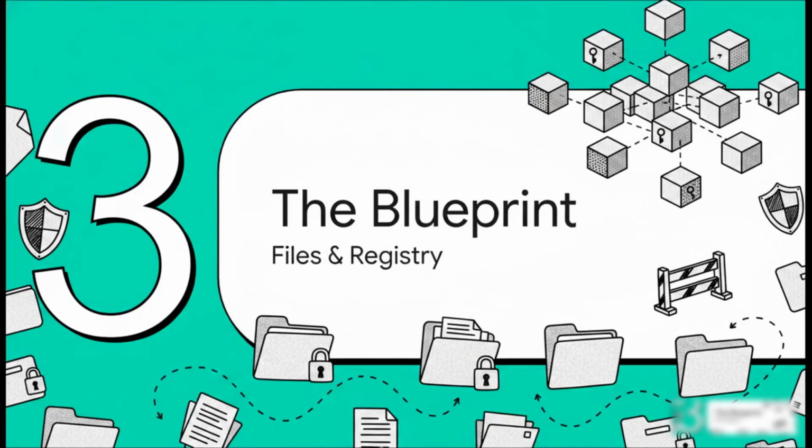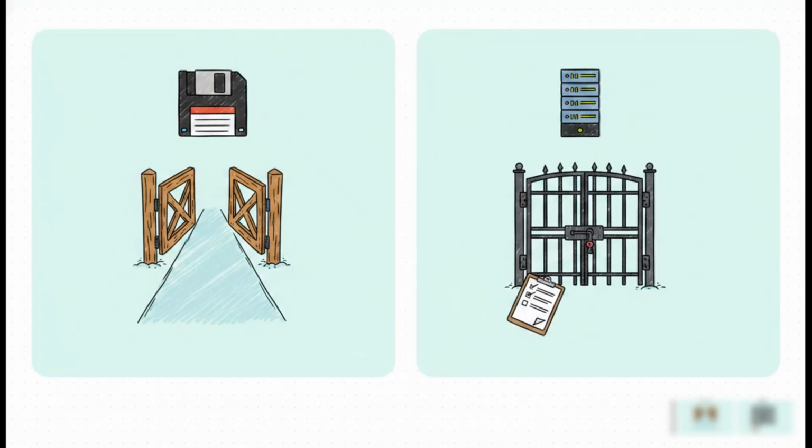Okay, so we know how Windows separates tasks and we know what's running. But now, where does it store all its data and configuration settings? Well, that brings us to the file system and the registry. You might still see the older FAT32 system on, say, small USB drives, but for any modern Windows machine, NTFS is the standard, and for a very good reason.